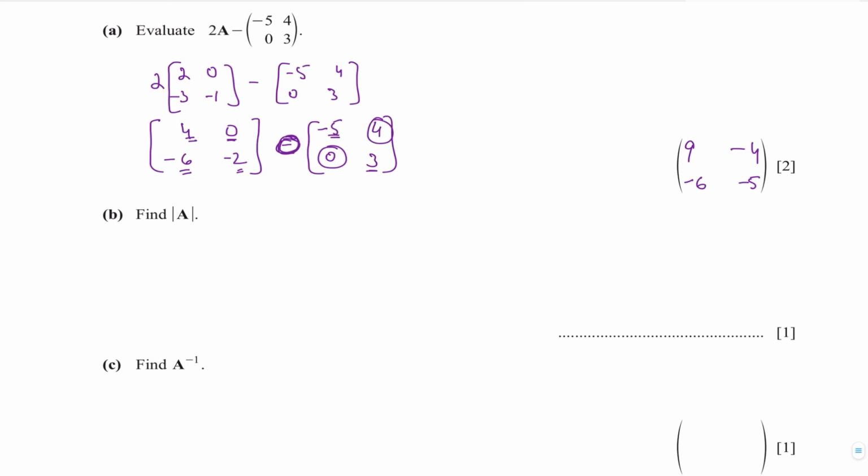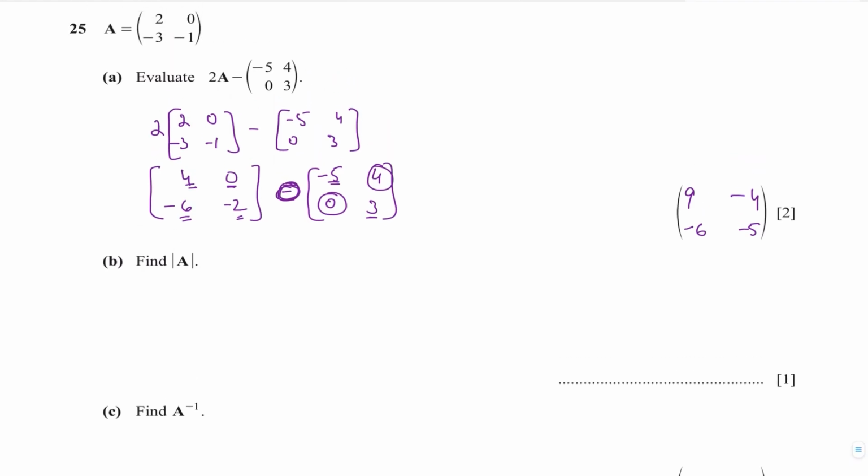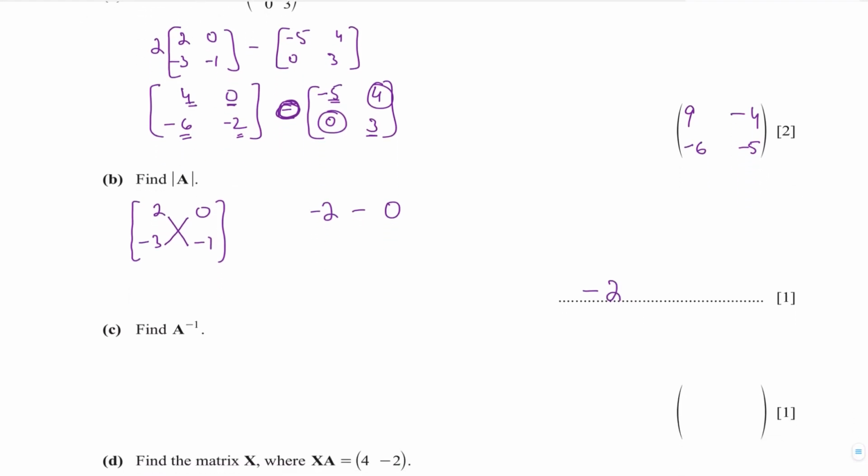Okay, now this means that we just have to find the determinant of A. So if I want the determinant of A, let's just rewrite A here. 2, 0, minus 3, minus 1. And you must know that the determinant of A is basically equal to AD minus BC. So AD is going to be minus 2 minus 0. So that's simply going to be minus 2.